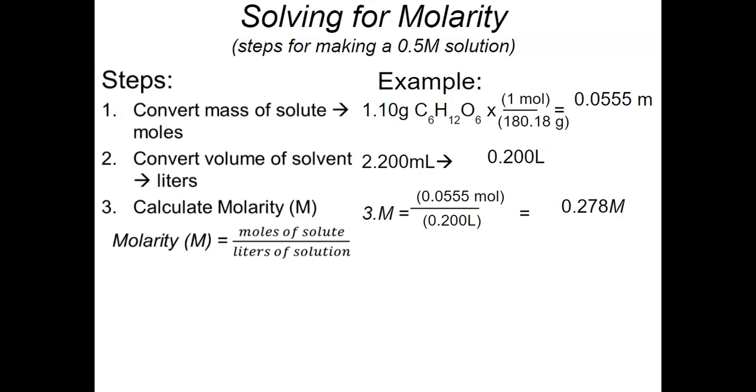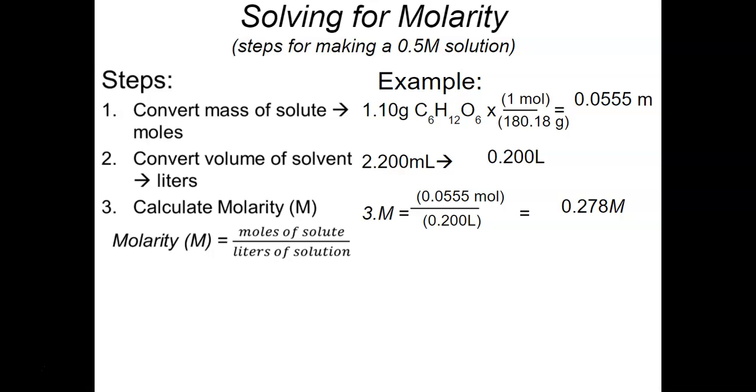Okay, so here's my example. I have 10 grams of sugar, that's C6H12O6, and I need to figure out its moles. So if you add up all this stuff, 6 carbon, 12 hydrogen, and 6 oxygen, your molar mass is 180.18. So you take 10 grams and divide it by 180.18, and you get 0.0555 moles.